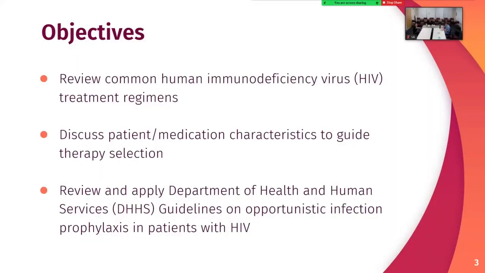For our objectives for today, we'll be reviewing common HIV regimens. We'll discuss different patient and treatment characteristics to help guide our therapy selection. And then we'll also review and apply the Department of Health and Human Services guidelines on opportunistic infection prophylaxis in patients with HIV.